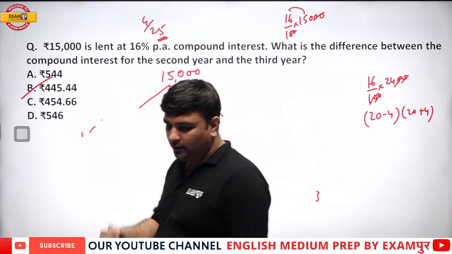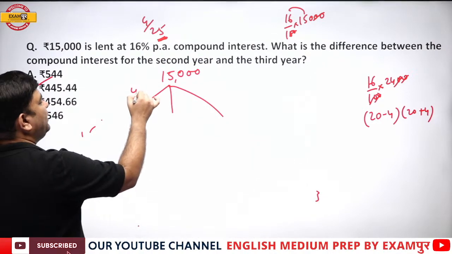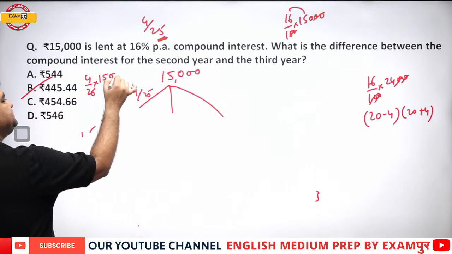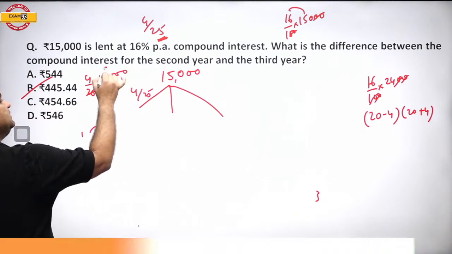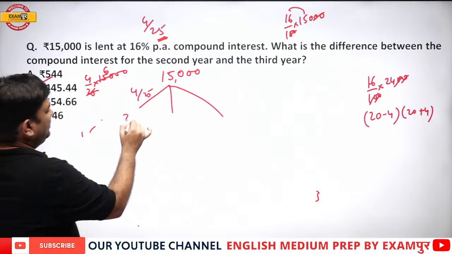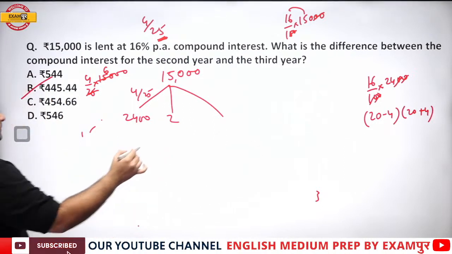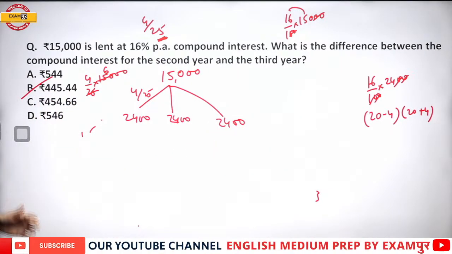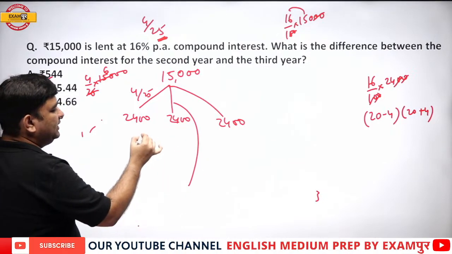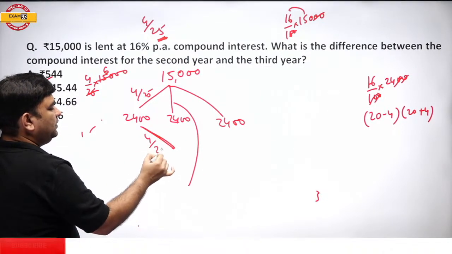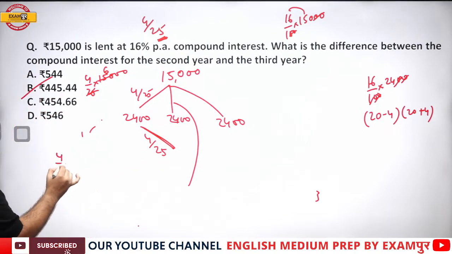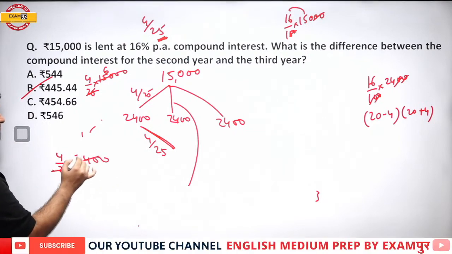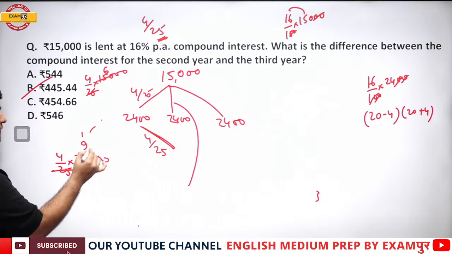Draw 3. So 3 is simple interest, 4 by 25 of it. What is 4 by 25 of 15,000? 2400. On the second year, the extra compound interest is 4 by 25 of 2400. That is 25 9s are 225, 150.